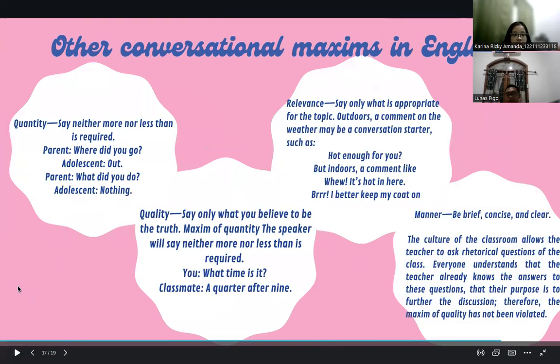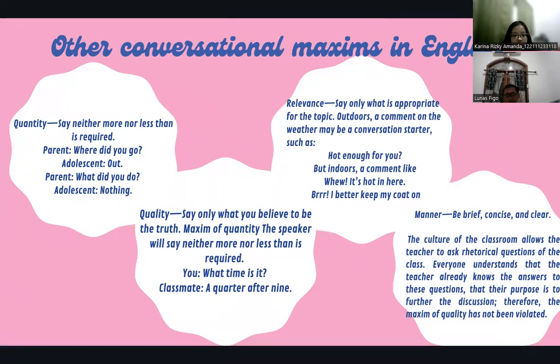Here are the other conversational maxims in English. The first one is quantity. "Where did you go?" "Out." "What did you do?" "Nothing." This is a wrong example because the adolescent says only that she went out. The parent would have happened to observe what she was doing, and of course the adolescent did more than nothing, or she would not have gone out of the house. The maxim of quantity requires that the adolescent respond, telling where she went: the mall, the movies, a friend's house, and what she did: bought some clothes, saw a particular movie, socialized with a friend.